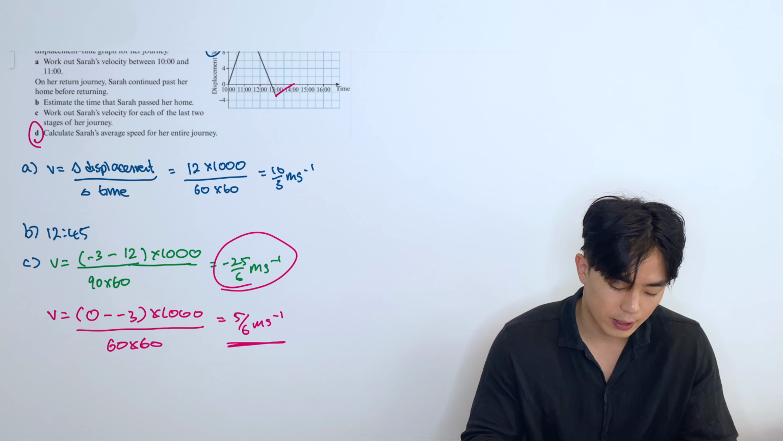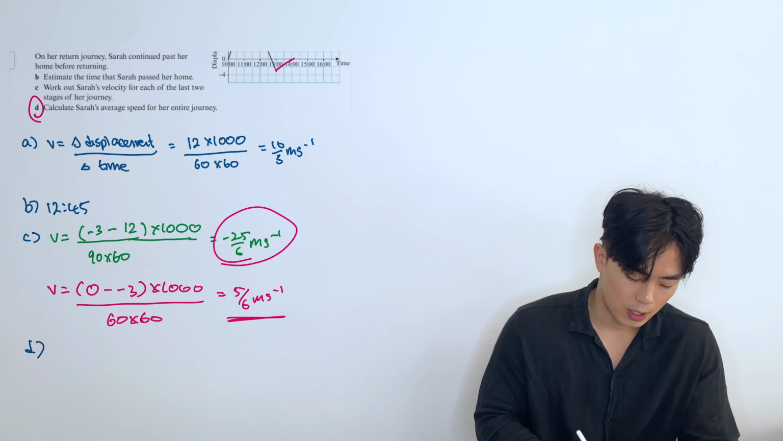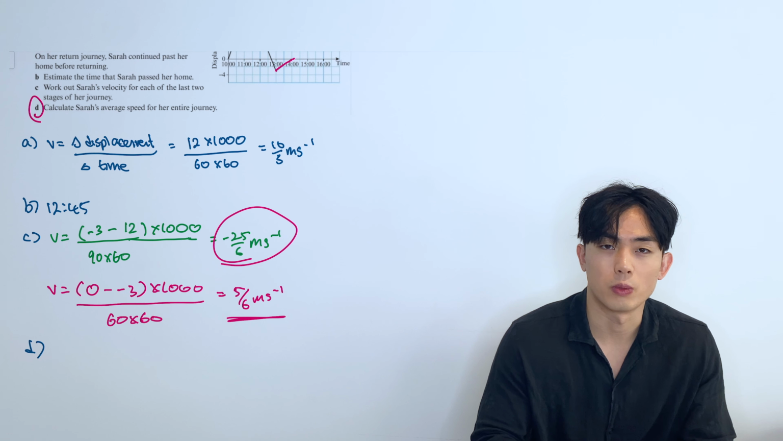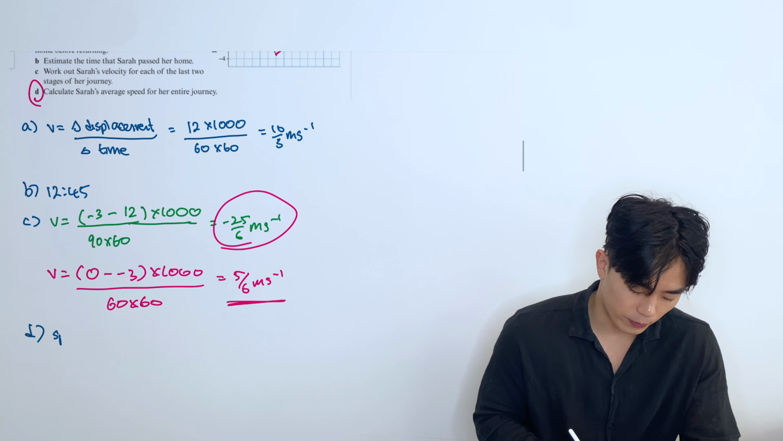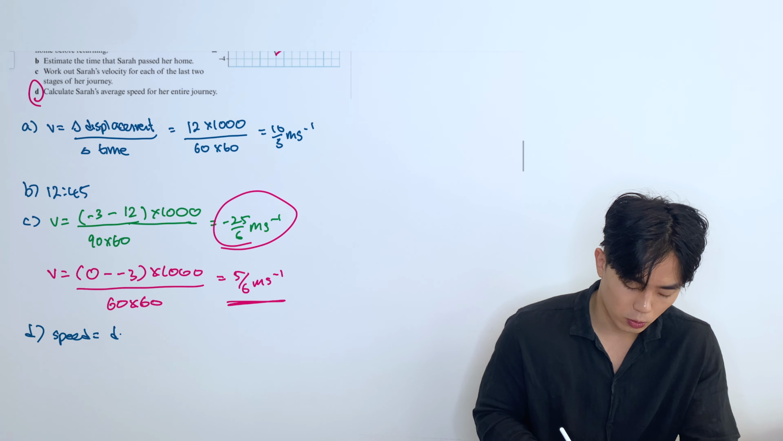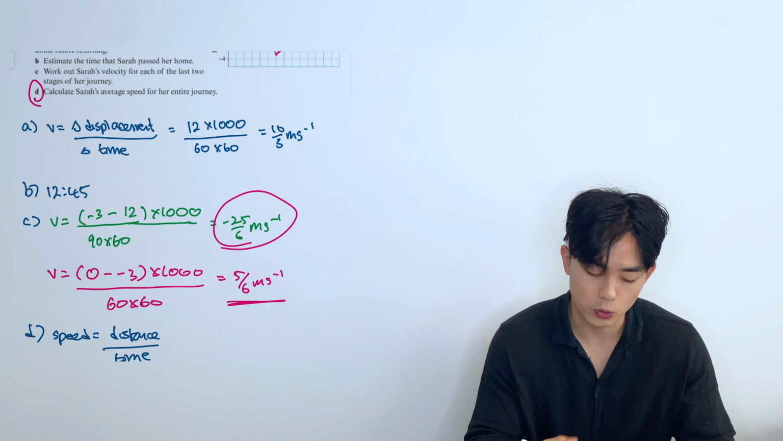D, calculate Sarah's average speed for her entire journey. Now, this is the average speed. And remember, velocity is the vector form of speed, right? So speed is just the magnitude, okay? So what we need to do is speed is just equal to the total distance divided by the total time. So we don't really care about moving forwards or backwards, it's the total distance.